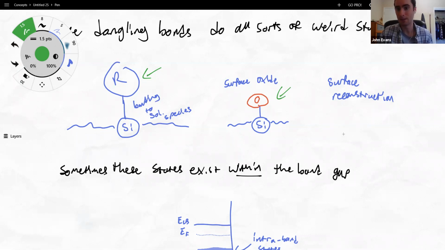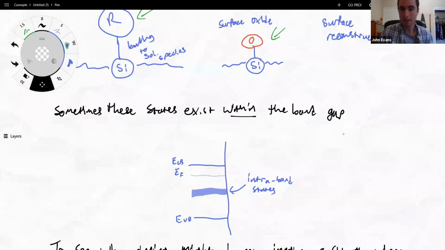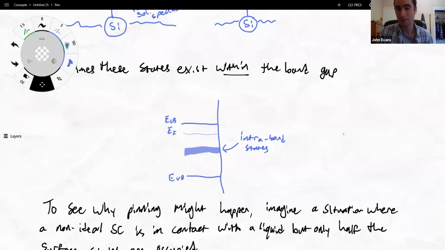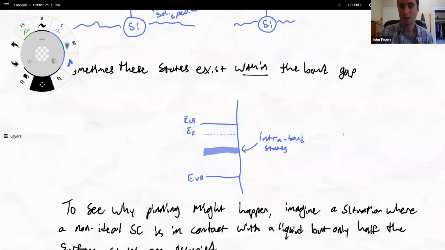Or let's say we have a silicon bound over here, there's going to be some strain in this bond. So that's not going to be the same as a bulk bond. So the reactivities are going to be different. And since the reactivities are different and band bending diagrams are essentially just diagrams of energy, we can add those states to our band bending diagrams. So sometimes these will exist within the band gap. So you get these intraband states sort of in here.